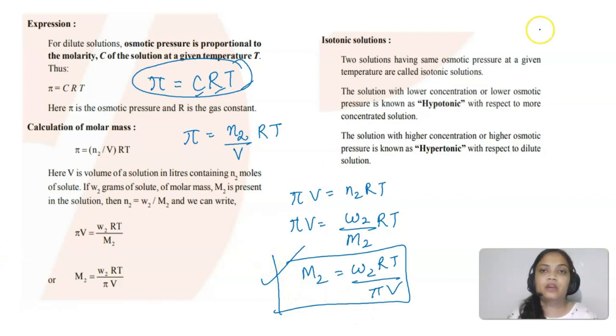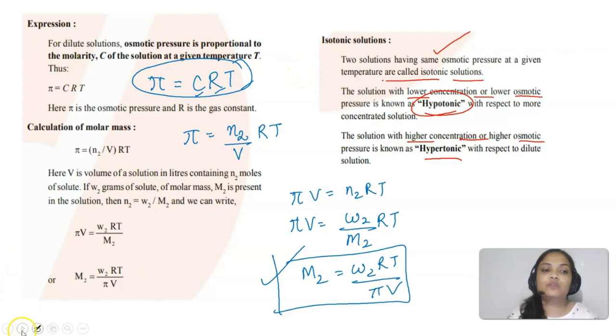Okay. So you must know one thing here. A question has been asked from this also: isotonic solutions are the ones which have the same osmotic pressure at a given temperature. And otherwise we have two types of solutions. The one with lower concentration or lower osmotic pressure is called a hypotonic solution, and the one which has higher concentration is called a hypertonic solution.